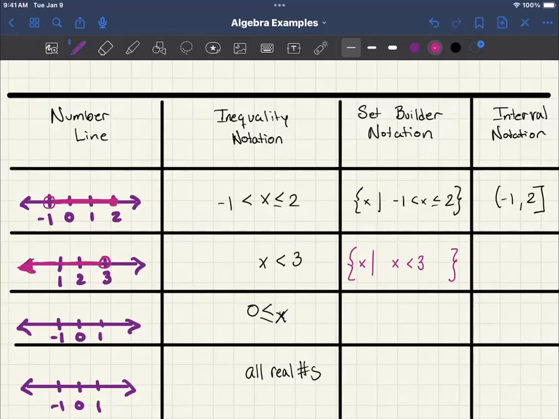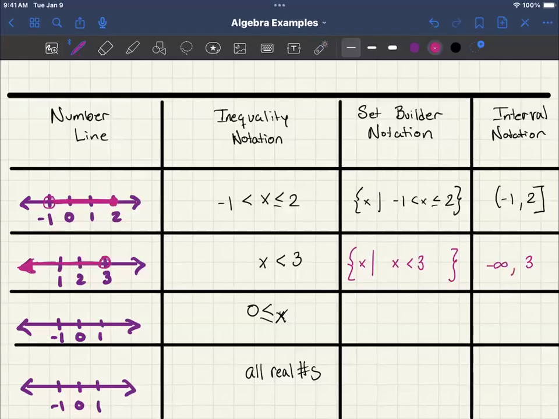For our interval notation, we have 3 on the one side. We want numbers less than 3. And since there is no number that we see at the other side of our x, there's just the x, we are going all the way to -infinity. So we're going to pop that in there.